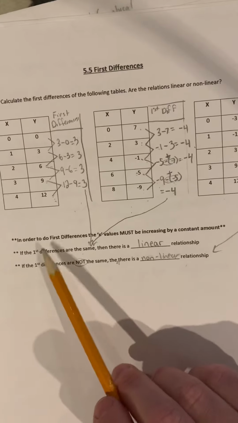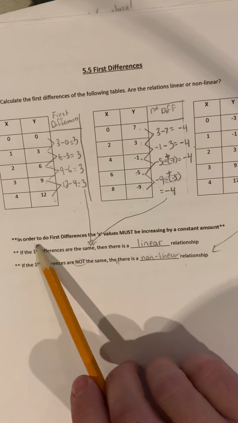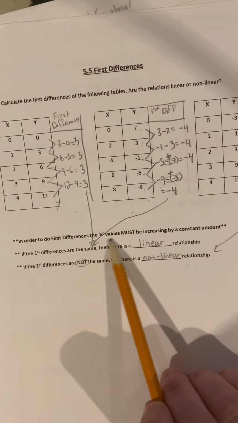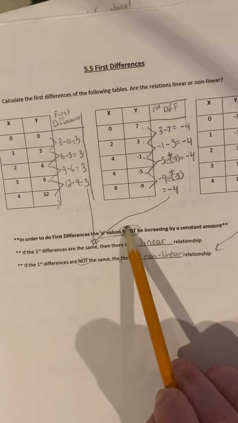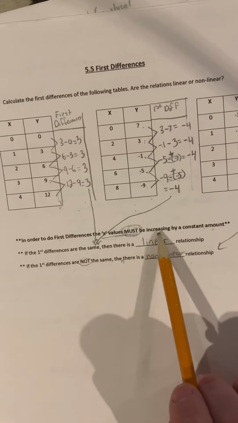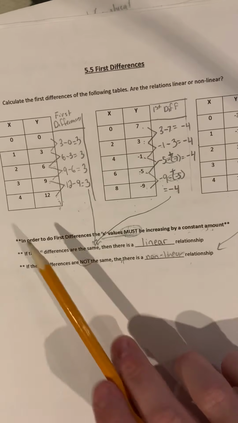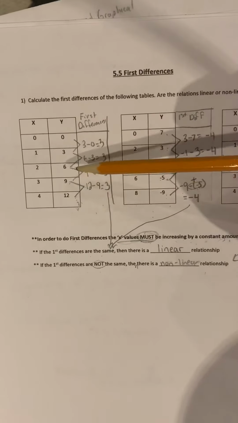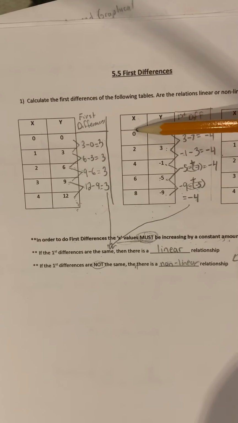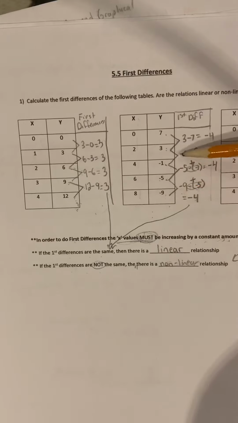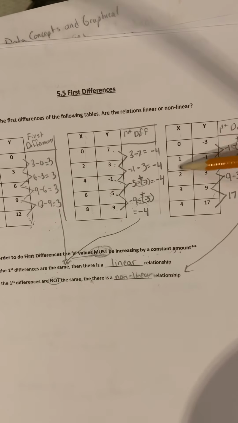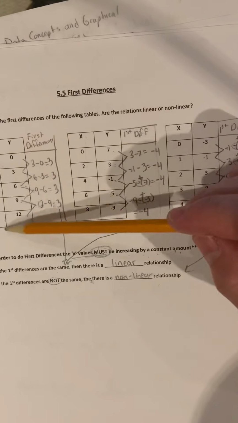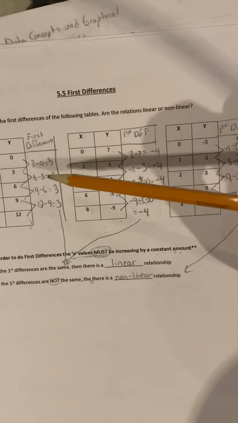A key thing here, I put a bold in the lesson. In order for you to do first differences, the x values must be going up by the same amount, increasing by a constant amount. So here you'll see that our x values are going up by 1, so we're allowed to do the first differences. Over here, the x values are going up by 2s, so you're allowed to do the first differences. And the same here, our x values are going up by 1, so we're allowed to do the first differences. If these x values are not going up by the same amount, you cannot do the first differences.